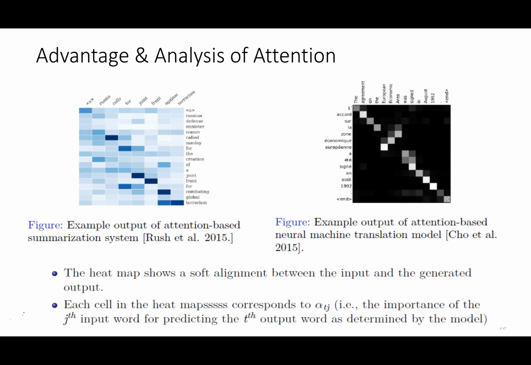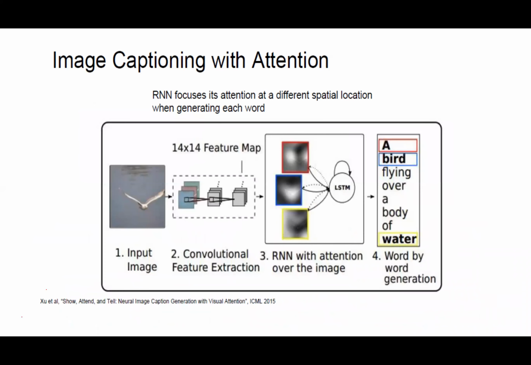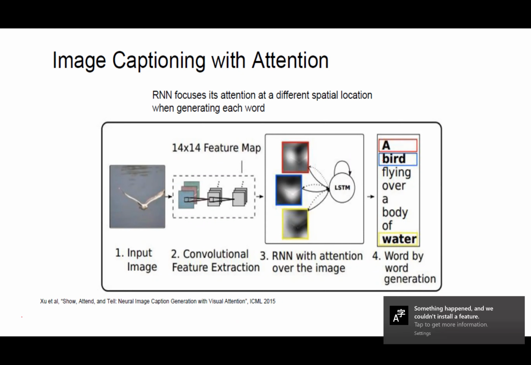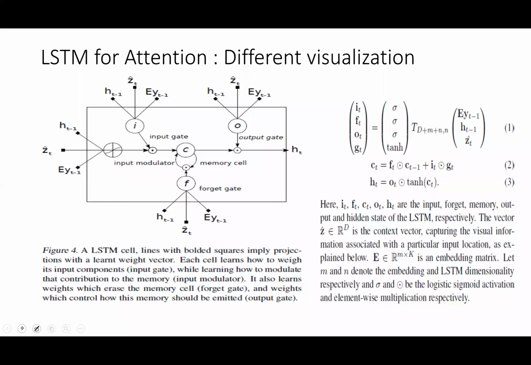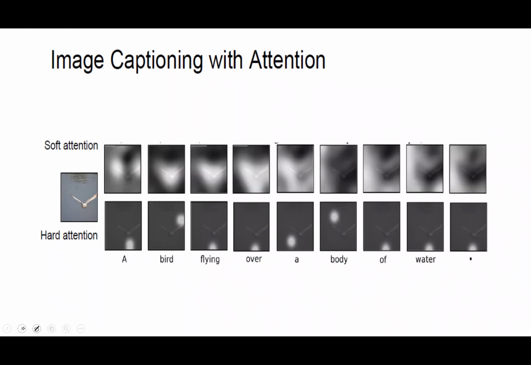Even in images, you can see which are the regions where the focus is given through attention for giving a better caption. So it gives better explainability, as well as some intuition on what's happening in learning and training.